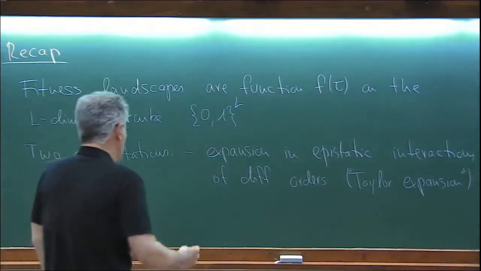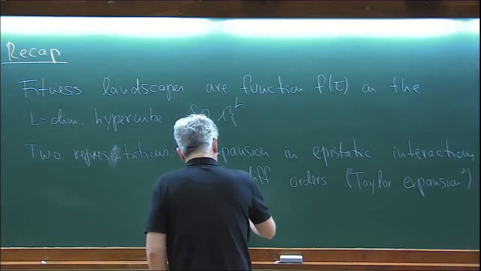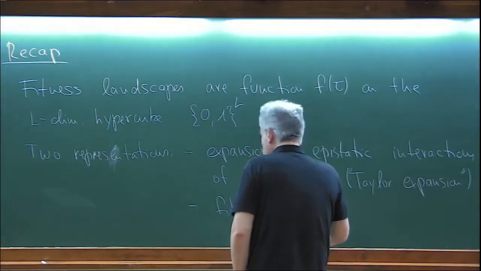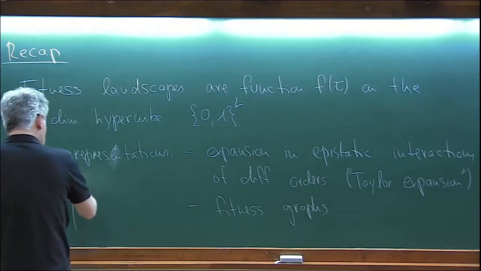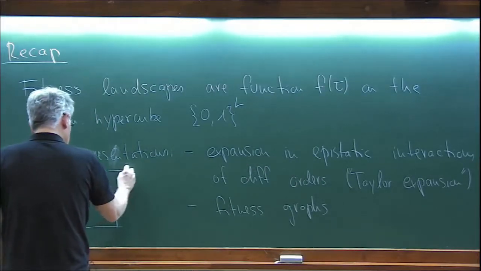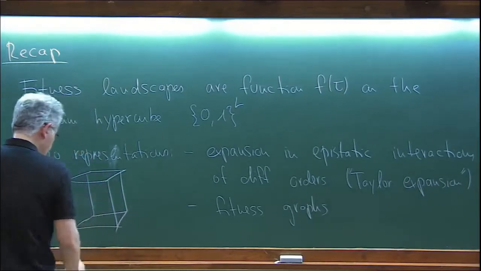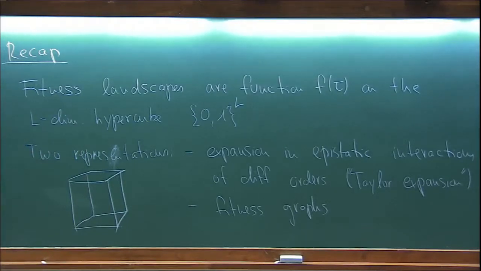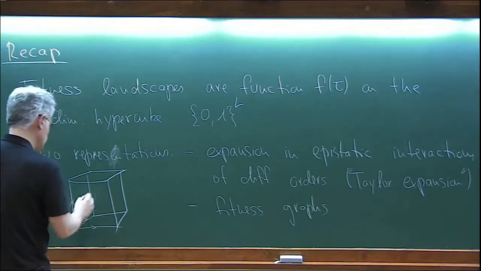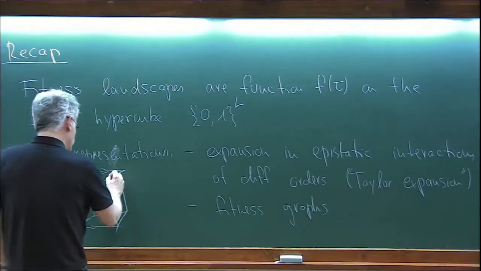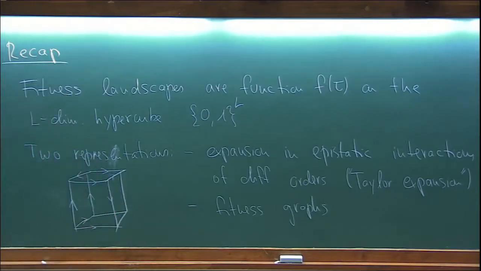And the other representation that I showed you was in terms of these fitness graphs. So the fitness graph means that you indicate, so if this is our hypercube for three dimensions, we put arrows on the edges, and the arrows always point towards increasing fitness, right? And for reasons that we discussed, you have to do this in such a way that there are no cycles in this graph.